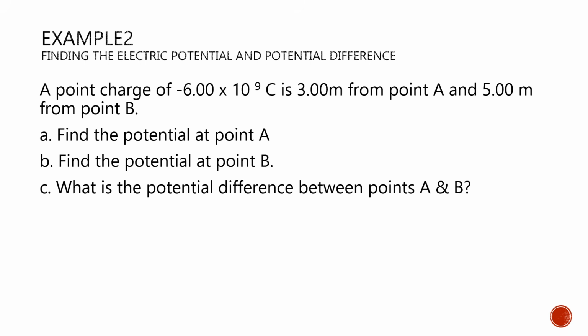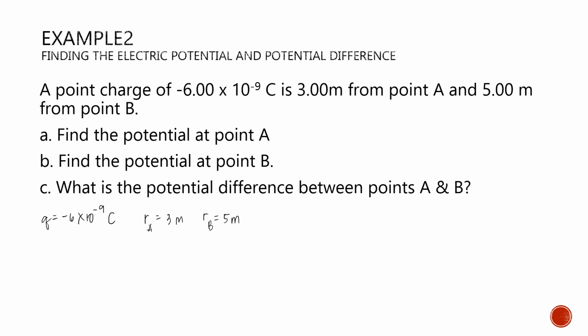So on finding the electric potential and potential difference, we have here a point charge given its magnitude and its distance from one point, point A, and from point B. So we have to find the potential at A, at B, and the potential difference between A and B. So Q is negative 6 times 10 to the power of negative 9 coulombs, and its distance from A is 3 meters, and from B is 5 meters.